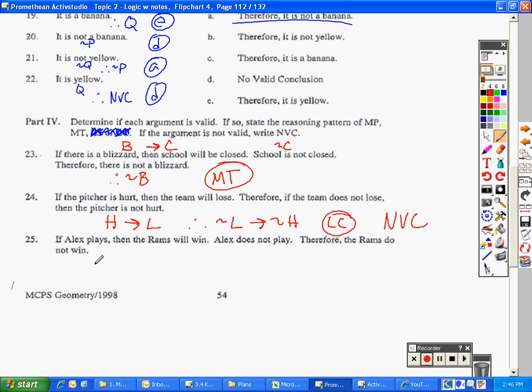All right, if Alex plays, then the Rams will win. Alex does not play. Therefore, we can make no valid conclusion on whether or not the Rams will win. It is not modus ponens because these do not match exactly. It is not modus tollens because these are not exact opposites.